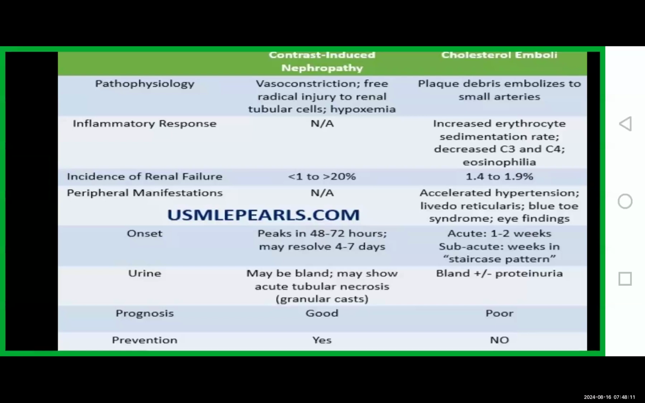One other differentiating factor is the blood pressure. You can also use that to differentiate because in cholesterol embolization syndrome, due to the reduced renal perfusion, the RAS system is activated. So you might end up having elevated blood pressure, which you might not likely see in contrast-induced nephropathy. Next slide.